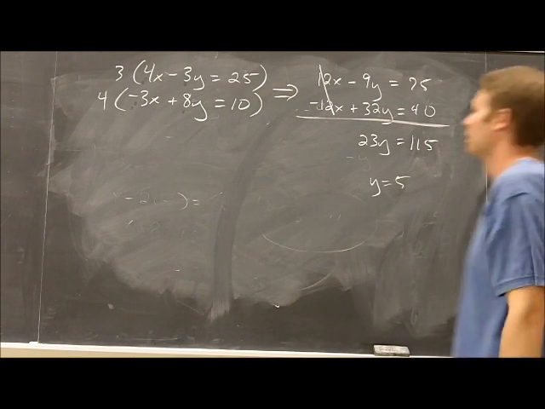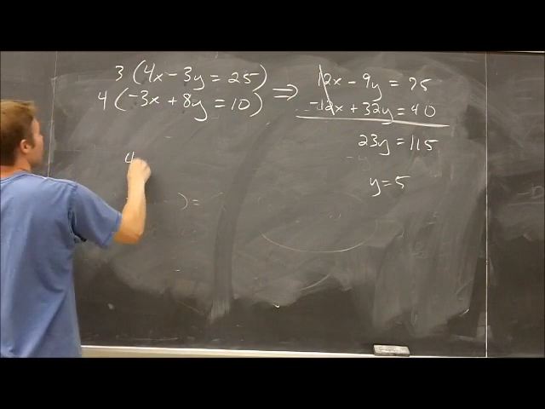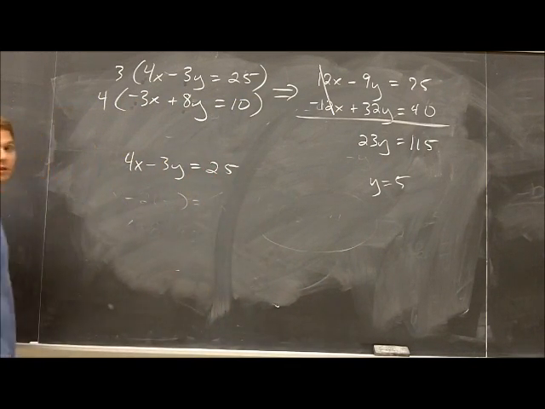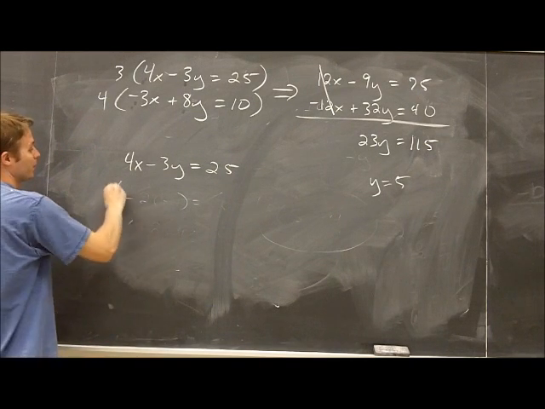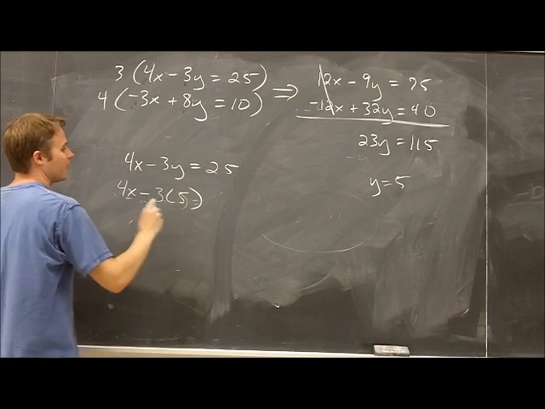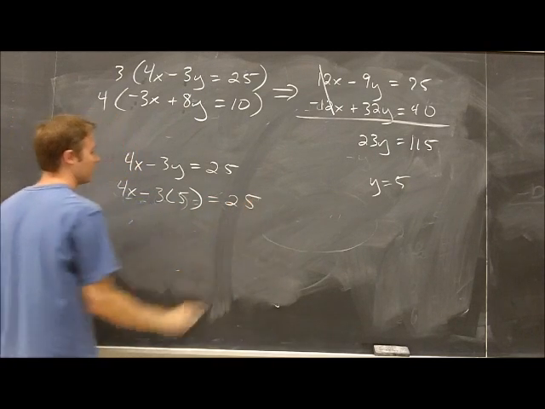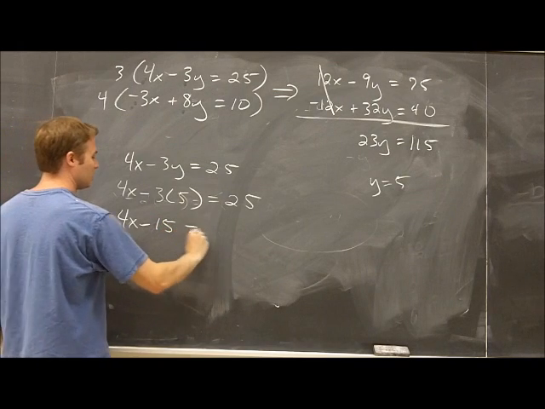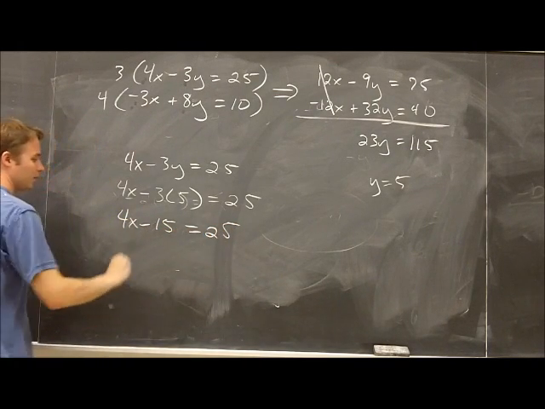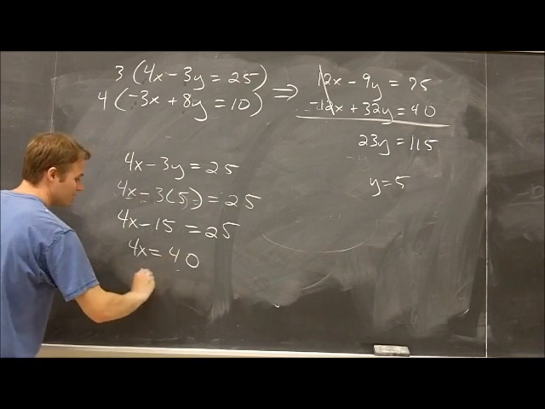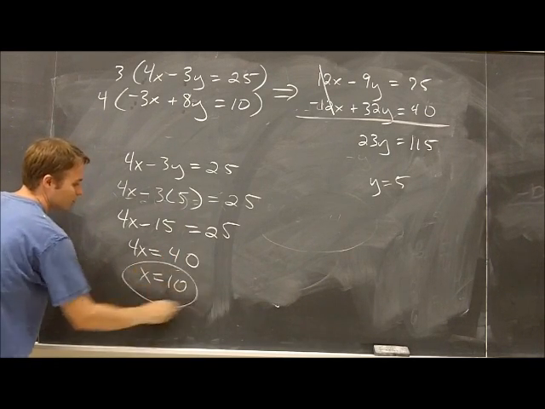Now I just need to take this and substitute it back into either one of my original equations. They're both about the same difficulty, so it doesn't matter which one. So this would be 4x minus 3 times 5 is equal to 25. So this would be 4x minus 15 is equal to 25. This 4x is equal to 40, so that means that x is equal to 10.